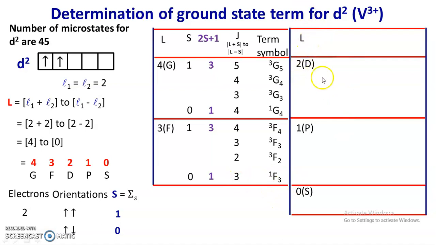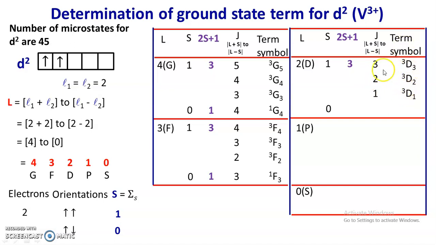Now when L is equal to 2, the S values, that is 1 and 0, couple with L equal to 2. First of all, the multiplicity when S is equal to 1 is 3, that is a triplet, and these are the possible J values. How do we find them? L plus S, that is 2 plus 1, is 3, and 2 minus 1 is 1. So the J values range from 3 to 1, and the corresponding term symbols are 3D3, 3D2 and 3D1. Here 3 is the multiplicity, and 3 to 1 are the J values.